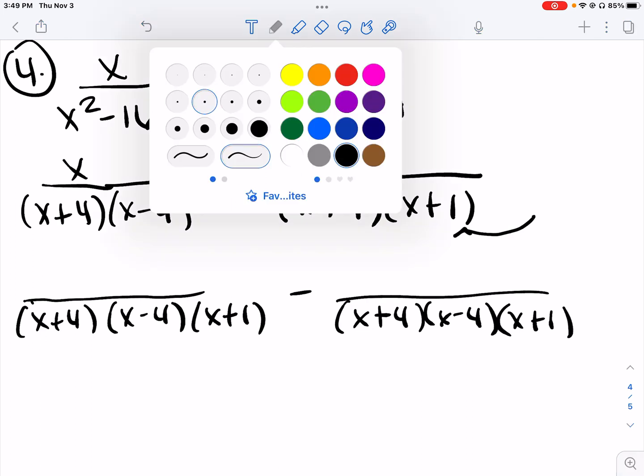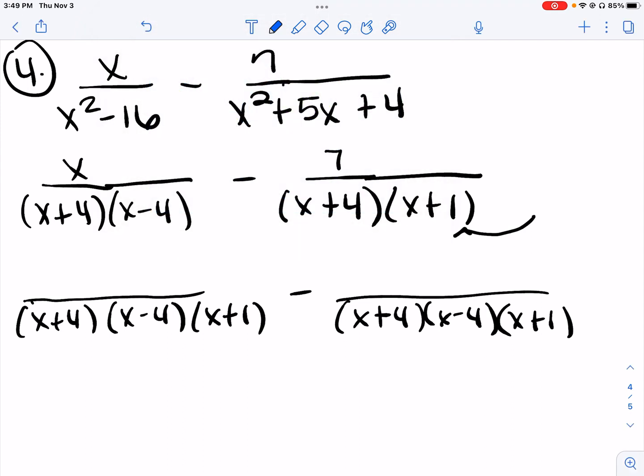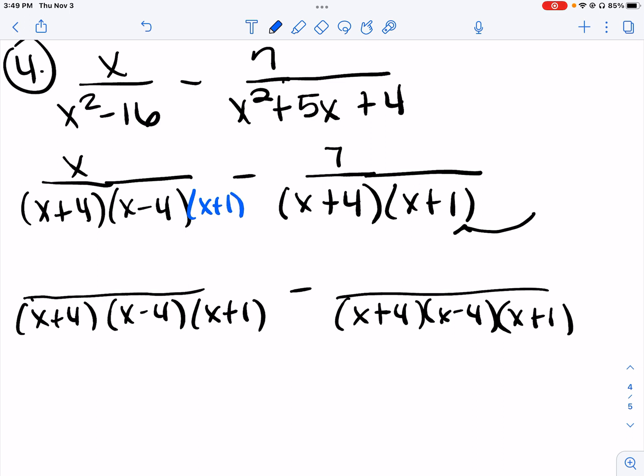Okay, so let's see the left. The left they already have x plus 4 and x minus 4, so x plus 1 is what got multiplied into that. Okay, the right already had the x plus 4 and the x plus 1, so that x minus 4 is what's getting multiplied to it.